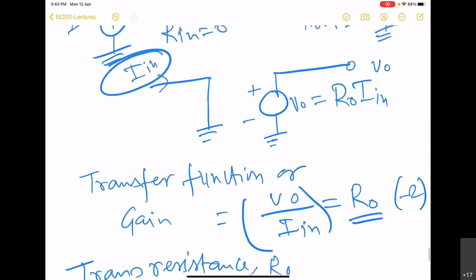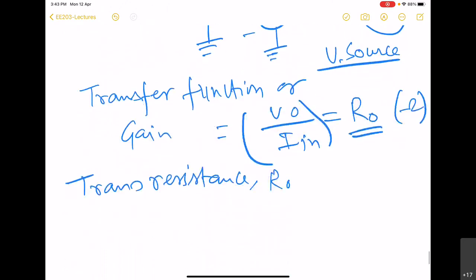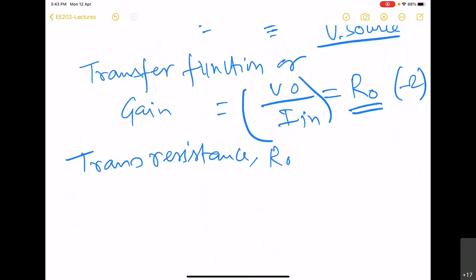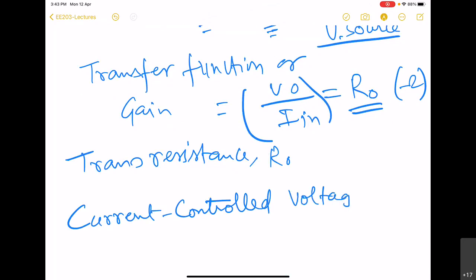And here you can see that it is a V source on the output side, and it is being controlled by input current. So this will be called a current controlled voltage source.